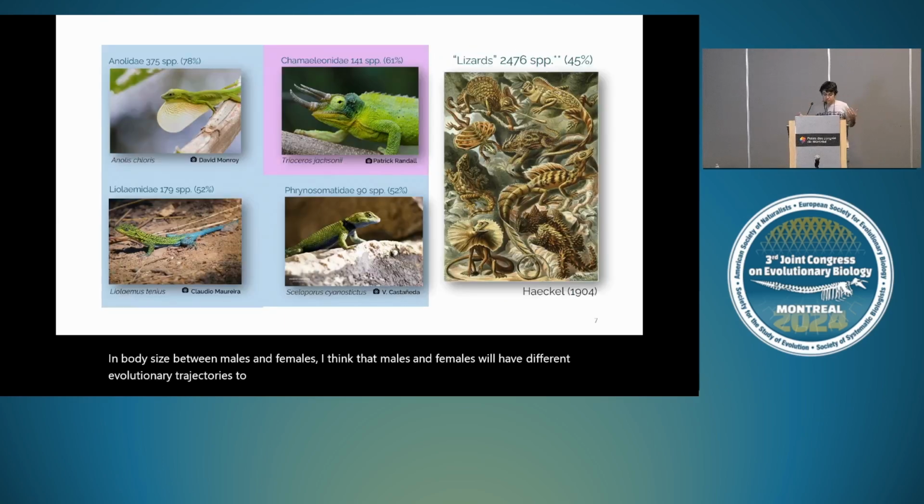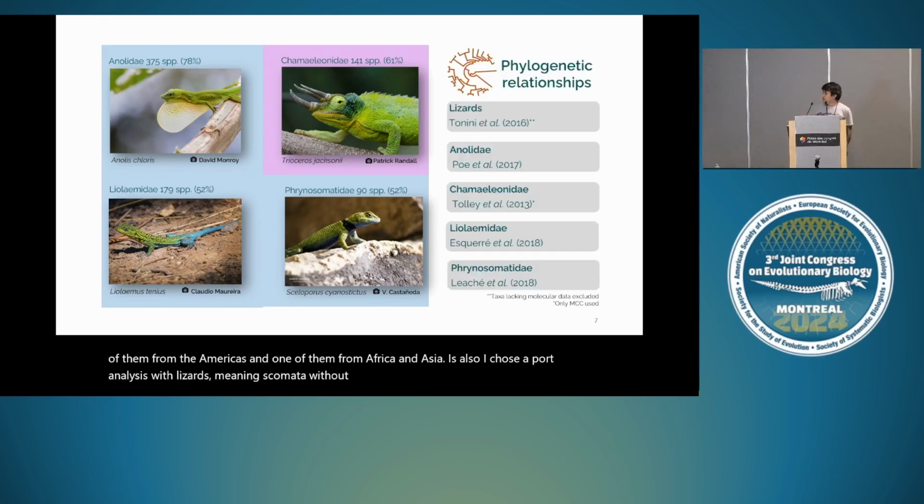To study that, I chose lizards, as I told you. I chose 4 families, 3 of them from the Americas, Anolidae, Liolaemidae, and Phrynosomatidae, and 1 of them from Africa and Asia, Chamaeleonidae. Also, I chose a pooled analysis with lizards, meaning Squamata without snakes, using these phylogenies. And I have to note that in the pooled analysis, I had to remove species from the Tonini phylogeny that were lacking molecular information. And in Chamaeleonidae, I was only able to access the MCC because the posterior distribution of the trees wasn't available.